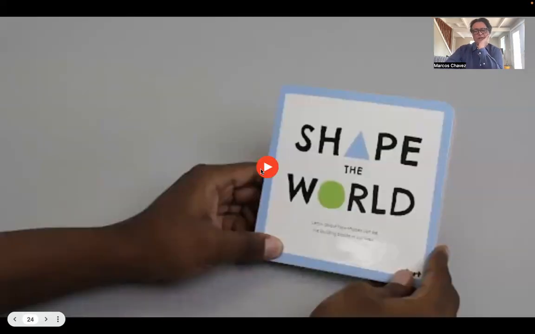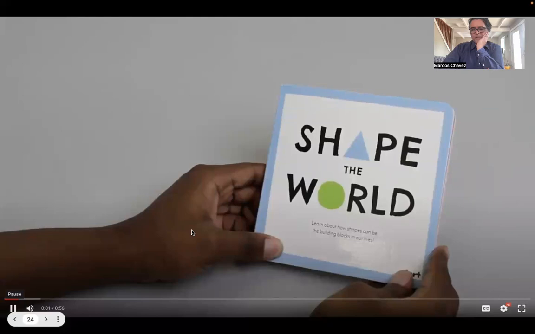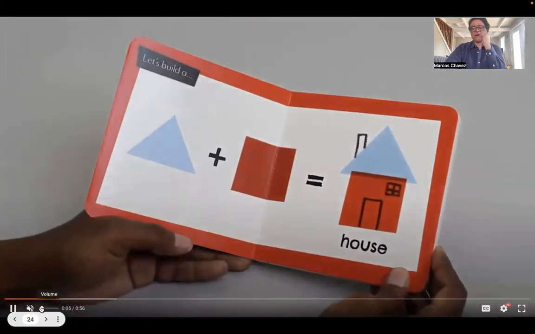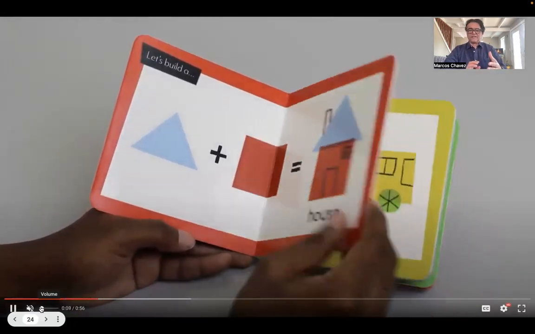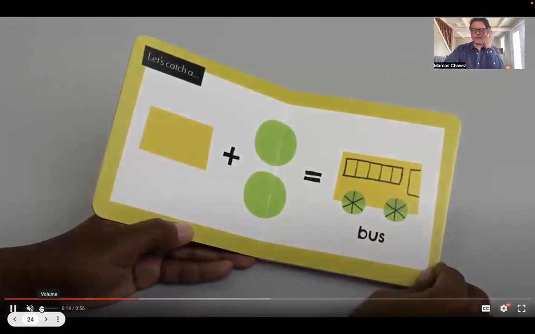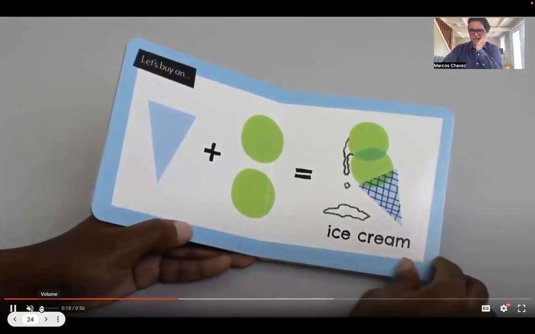And then we look at another one here, and this is Shape of the World. Again, it's about the idea of using simple shapes and elements, this design level of looking at the world through basic geometric objects and shapes that turn into everyday parts of our world: homes and buses and ice cream and pets.